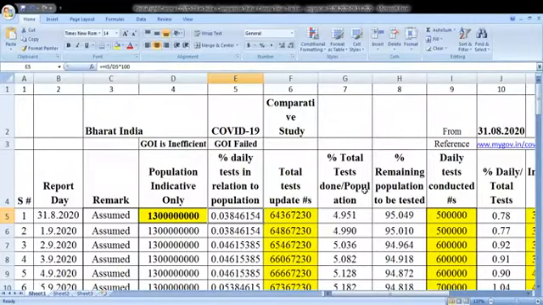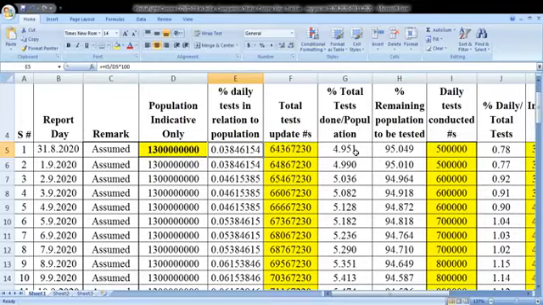So I did not convert this to formula. Now percentage total test: percentage total test divided by population. This is the daily total test percentage, the total tests, and how many tests we conducted every day across the population. That is the relation of total tests, divided by population, to get percentages.